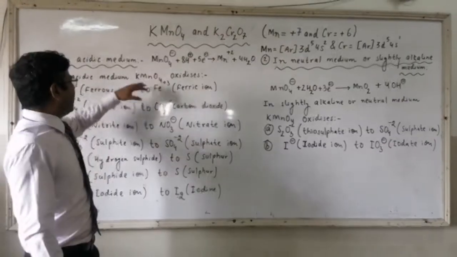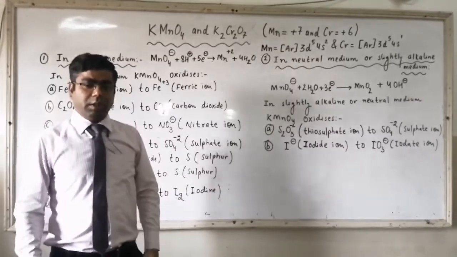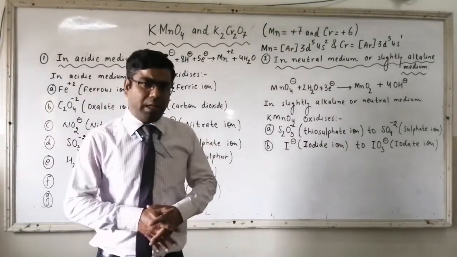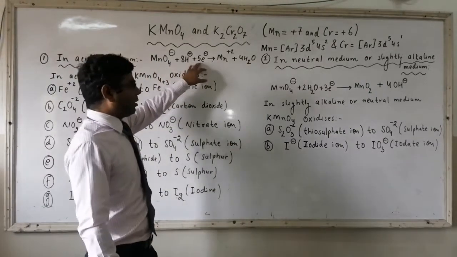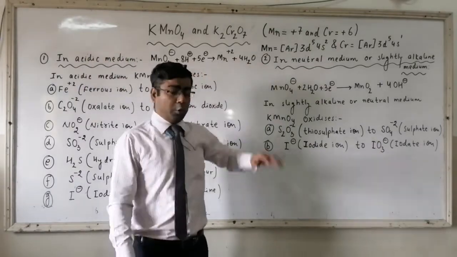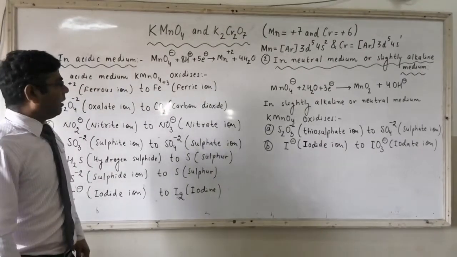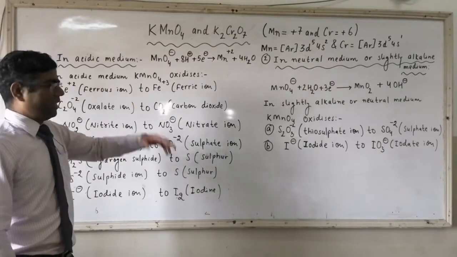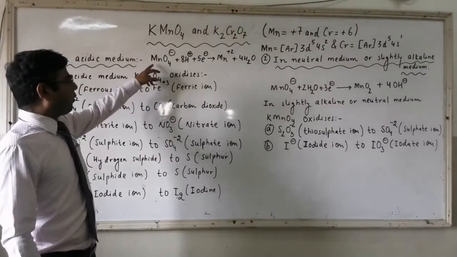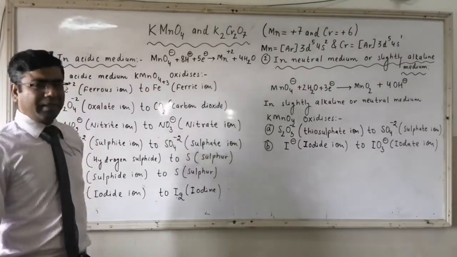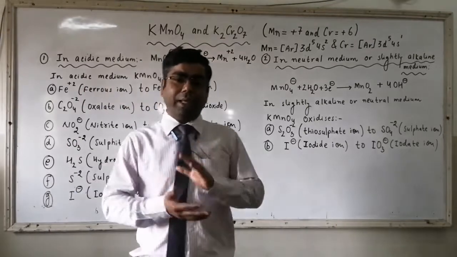So MnO4 minus ion in acidic medium gets converted to Mn+2. If we balance the reaction according to the ion electron method, then we will get MnO4 minus plus 8H plus plus 5 electrons gives you Mn+2 plus 4H2O. MnO4 minus is gaining 5 electrons here. And that's why the oxidation state of Mn goes from +7 to +2, because Mn has gained 5 electrons.